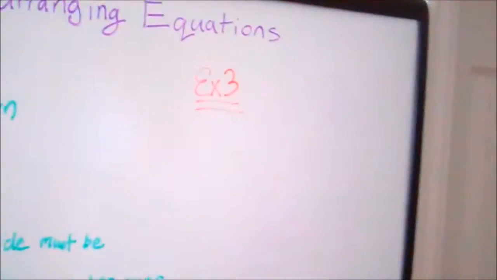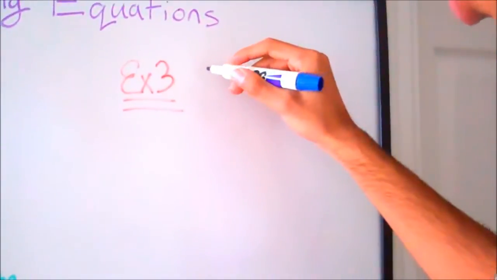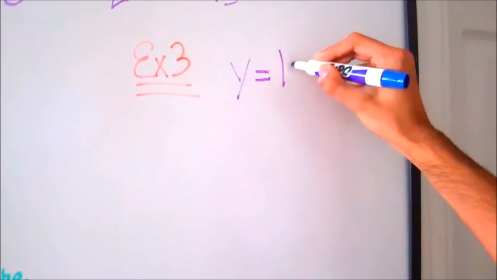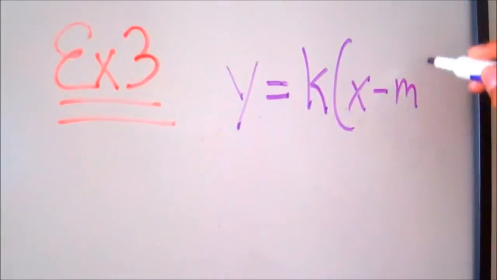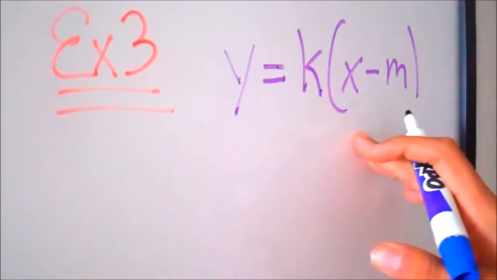Hello, and welcome to example number 3 of rearranging equations. In this one, we will experiment with brackets. So, our equation will be y equals k(x minus m), and we will be isolating for the variable x.